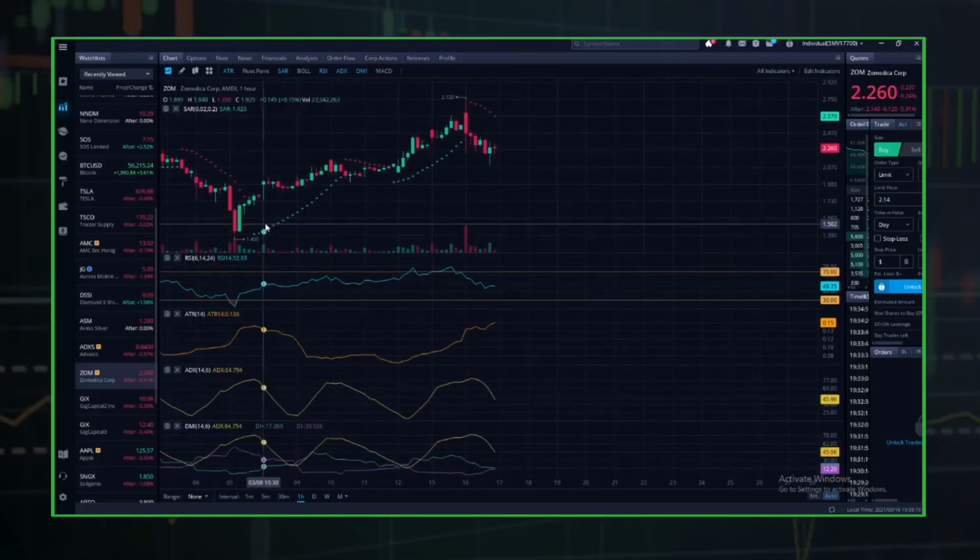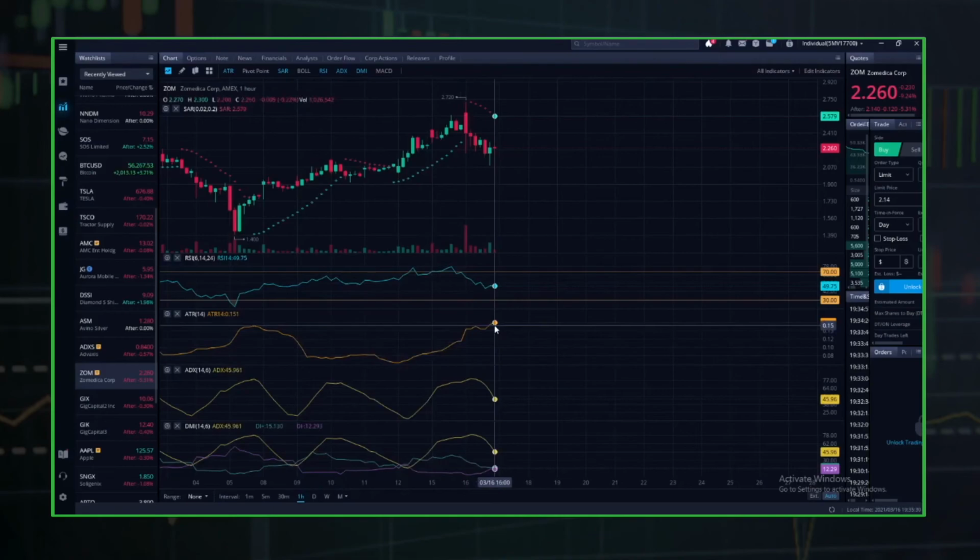Like I said, the SAR will show you the trend direction, if it's going up, showing bullish energy, if it's going down, showing bearish energy. RSI shows you oversold and overbought conditions. The ATR shows you volatility and around how much the stock moves per 14, in this case, hours or 14 days. ADX shows you trend strength, and it can also show you if the stock is showing volatility, or if it's showing a reversal. And then a DMI can show you which direction the trend is going, or if there are reversals in the trend.